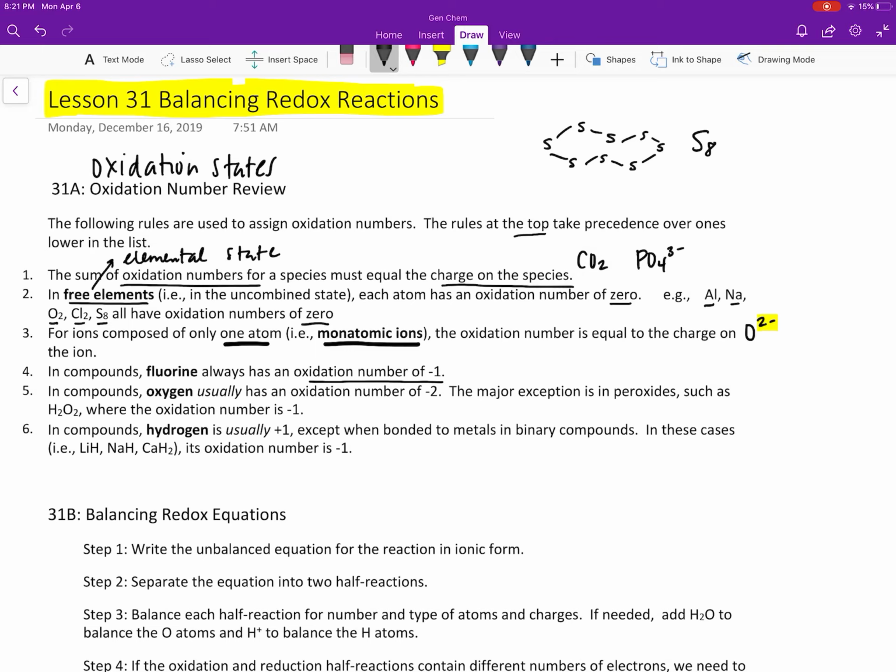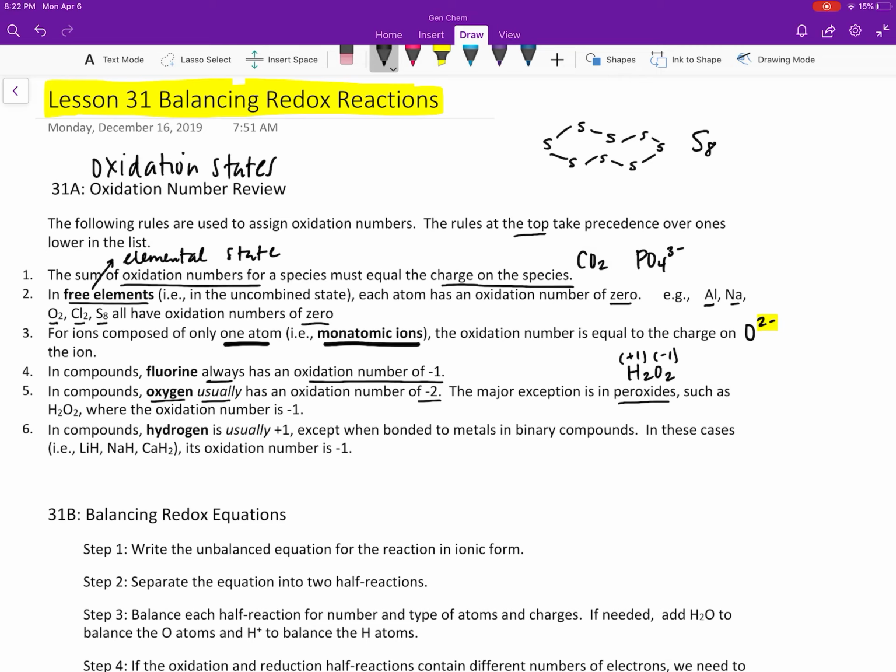In compounds, oxygen usually has an oxidation number of 2 minus. So you see the previous rule says always, but oxygen is usually. The major exception to this is peroxides, like H2O2, where the oxidation number is now going to be -1, because hydrogen is +1, +1. Both oxygens have a -1 charge, which makes hydrogen peroxide neutral overall.